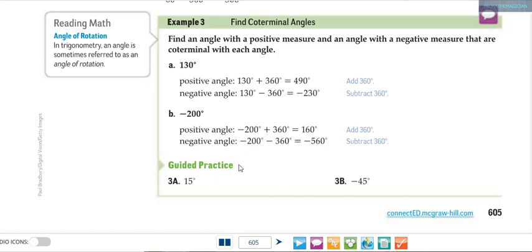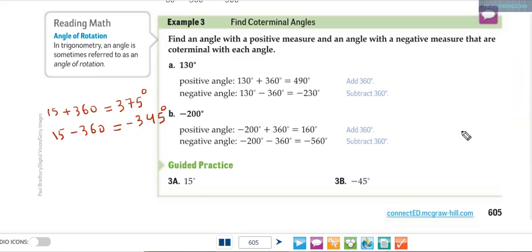Now let's do it here in the 15. For the 15, 15 plus 360 will give you 375 degrees. This is a positive coterminal. 15 minus 360 will be negative 345. So this is a positive coterminal and this one is the negative coterminal.